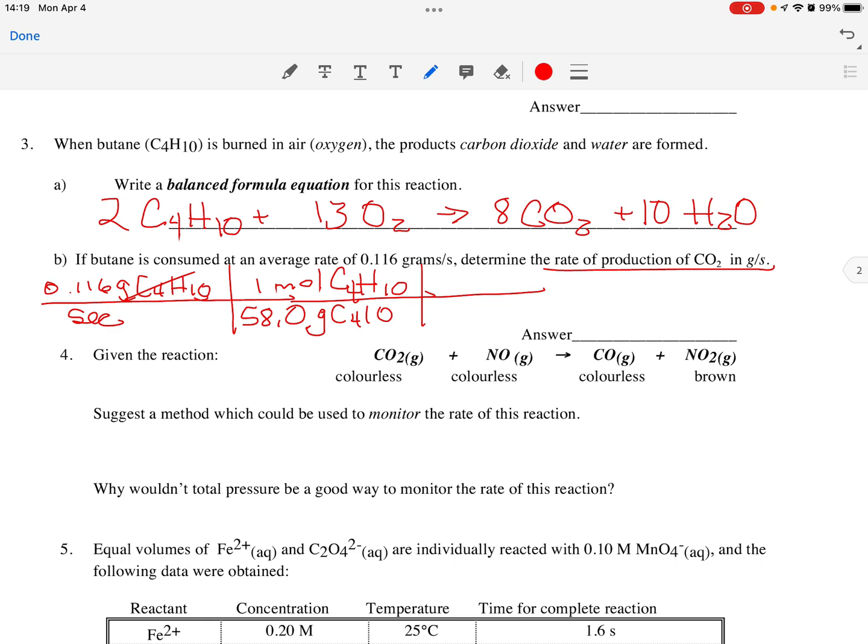And then I'm going to use the molar mass of carbon dioxide, which I'll go to 44.0. Again, you could go to 2 decimal places there. And this should be CO2.